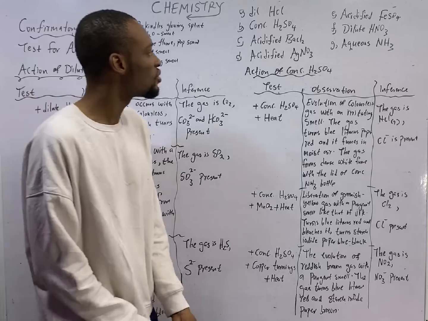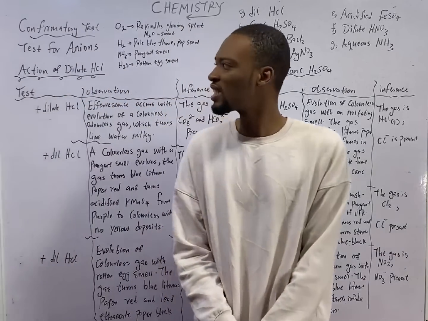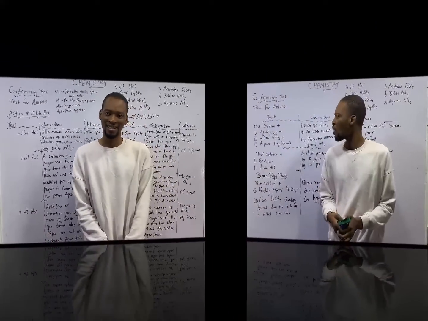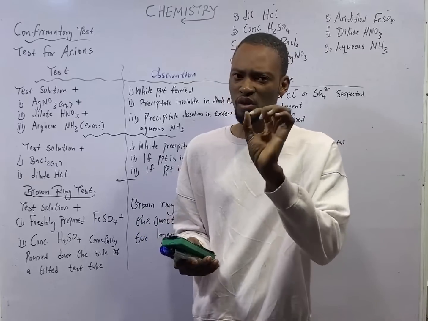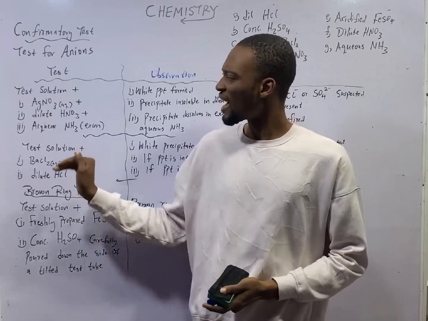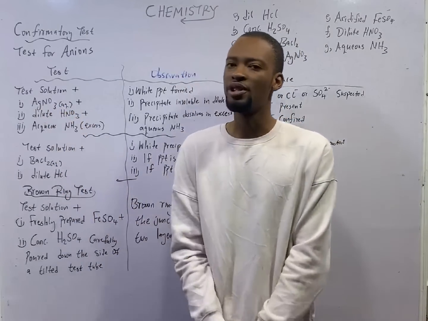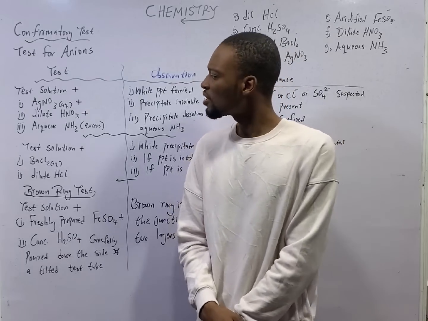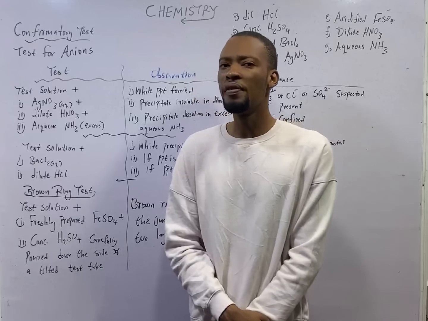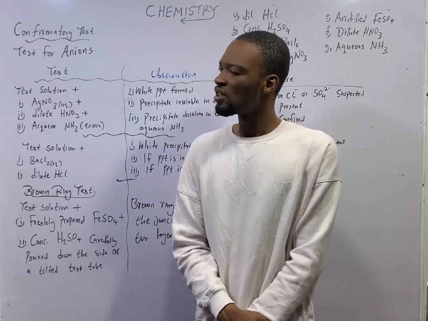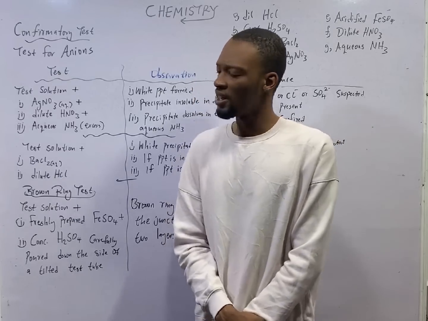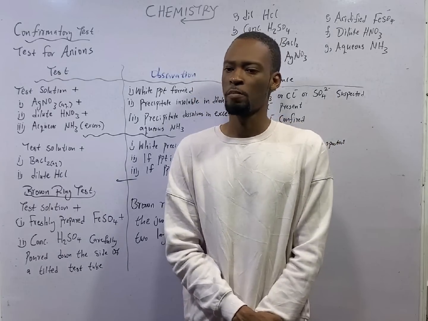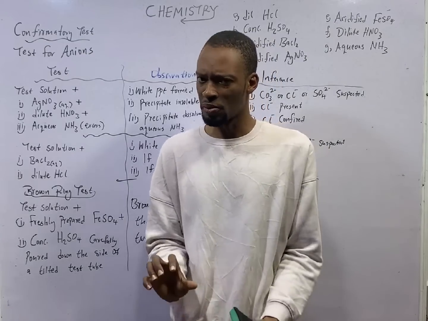So, ladies and gentlemen, let's look at confirmatory tests for anions. When you have a test solution, you add aqueous silver nitrate. Then you add dilute HNO3. Then you add aqueous ammonia in excess. Then you get the following observation.